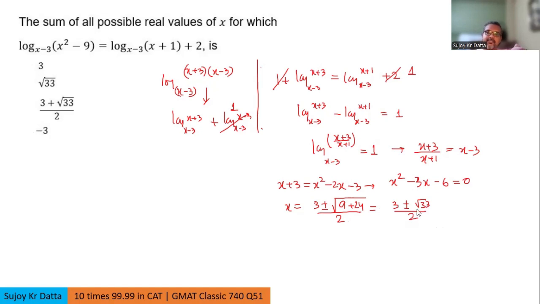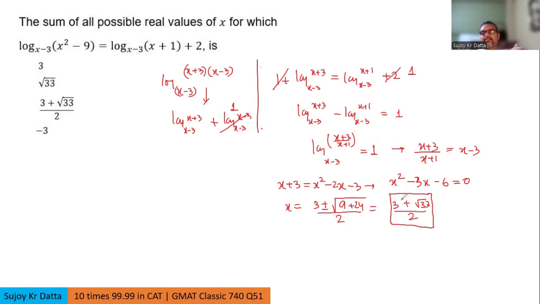For obvious reasons, x cannot be negative, because if x were negative, then this term will also become negative and the base cannot be negative. So we'll have to take only the positive sign, not the plus and minus. So getting rid of the minus, we only have 3 plus this as the value. And this is clearly greater than 3, because this root 33 is definitely greater than 5.